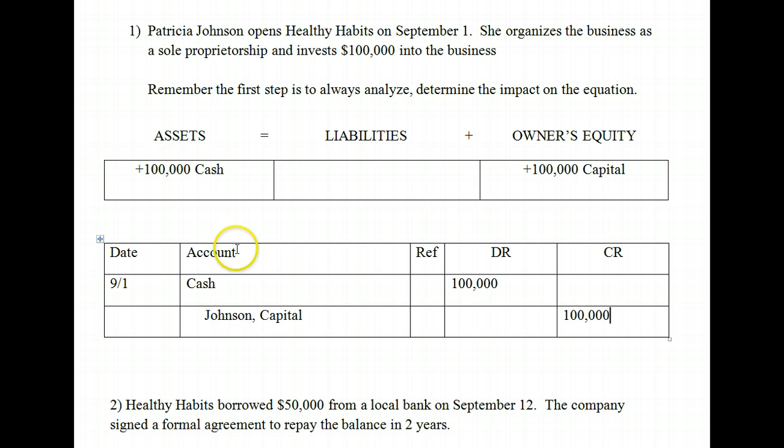Now, let's talk about good journal form for just a moment. I require that everyone uses good journal form. Good journal form means your debit is always listed first in the transaction, followed by your credit. Your credit is always listed second, and you always indent your credit. Now, before we do the next transaction, if we were doing multiple transactions in a row here, you would leave one blank space and then you would do the next transaction. Okay, that's considered good journal form.